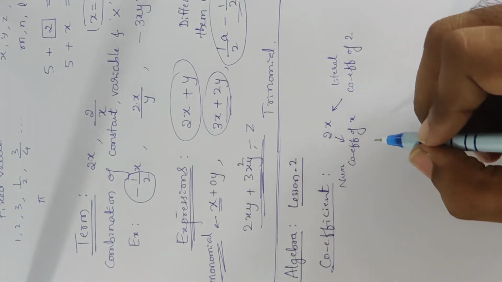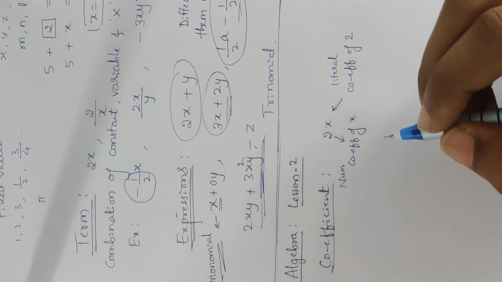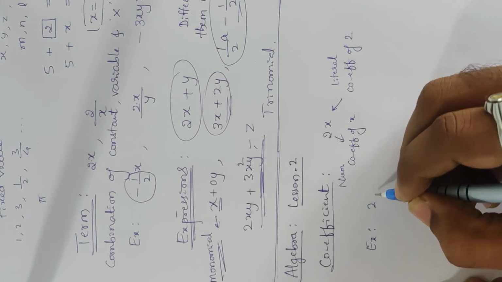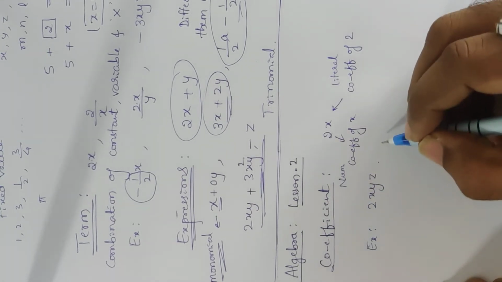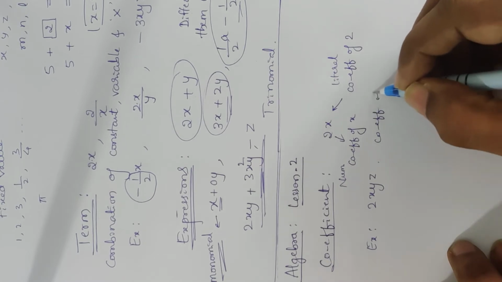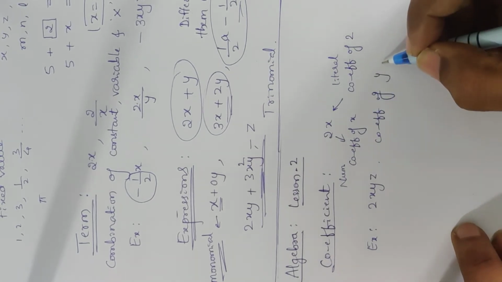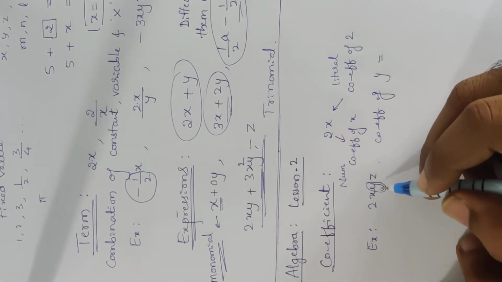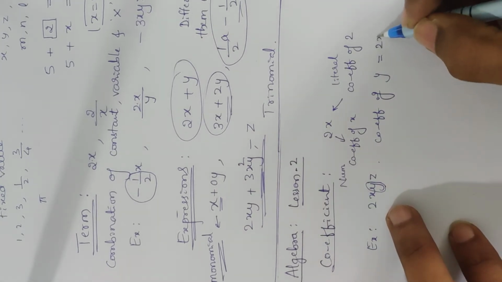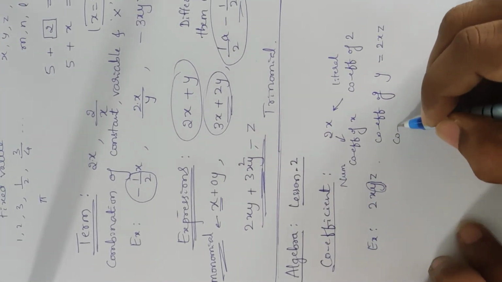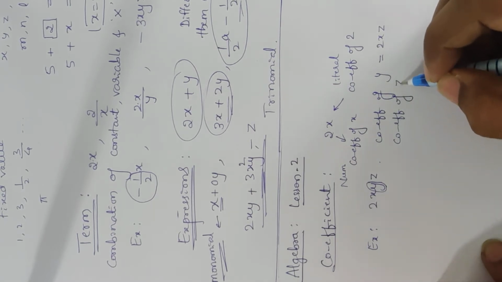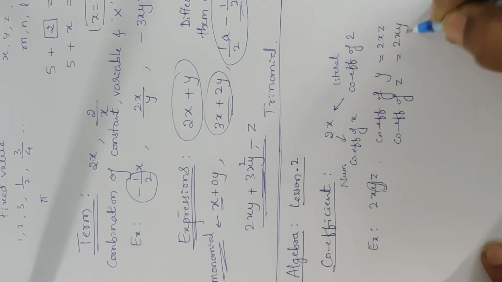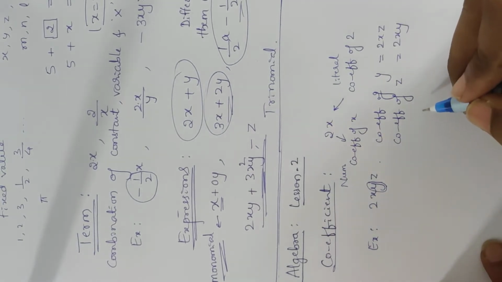Okay, so a coefficient is like identifying the partner of somebody. Let's take an example, 2xyz. Suppose I ask you to write the coefficient of y, then what will you write? Coefficient of y means except y, whoever is there, they are all the coefficients. That means partners of y, which is 2xz. Suppose I ask you the coefficient of z, then who are the partners of z? 2xy. That means this is the coefficient of z.